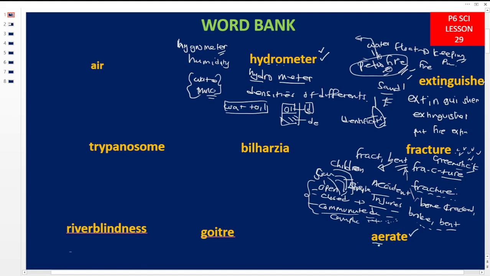Okay, so let us get another word here. Some members fail to write this word, and this word is aerate. Some members write it like this. No, this is wrong. Instead of I we use E. The word becomes aerate. So aerate means to make burrows.